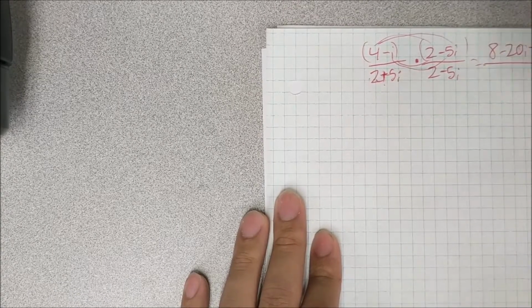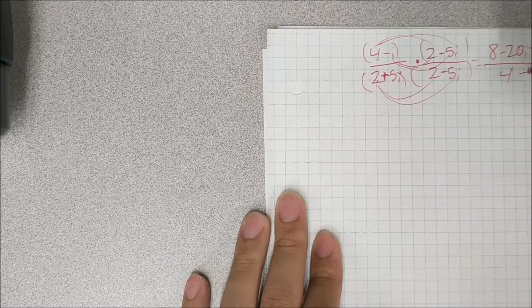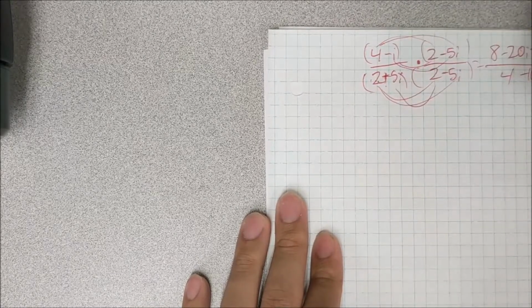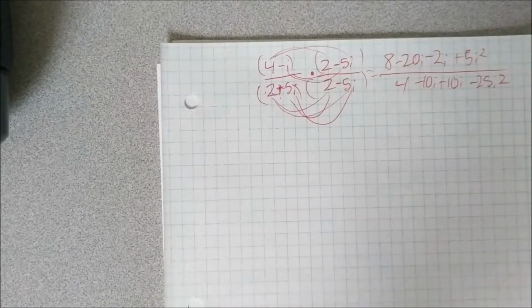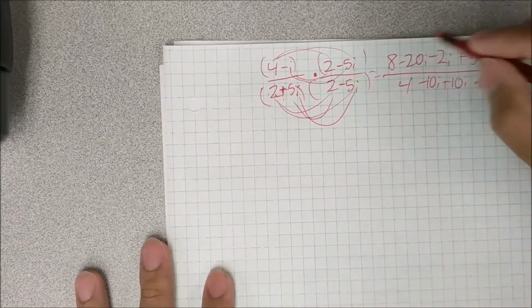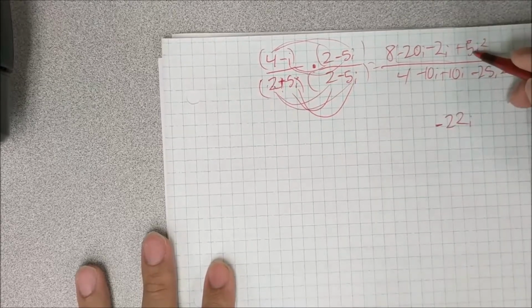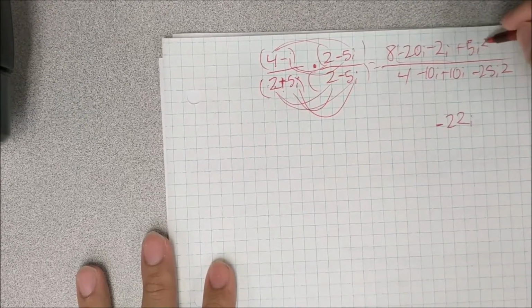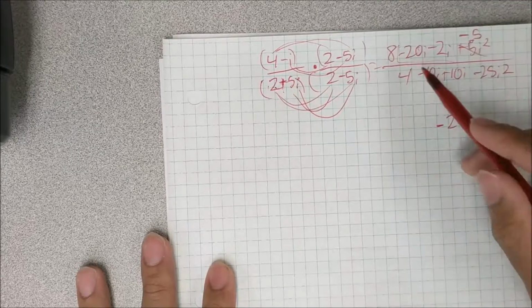And then in the denominator, 4 minus 10i plus 10i minus 25i squared. Okay, so I'll simplify the numerator first. So these combine to negative 22i. And then i squared is equal to negative 1. So positive 5 times negative 1 becomes minus 5. 8 minus 5 is 3.